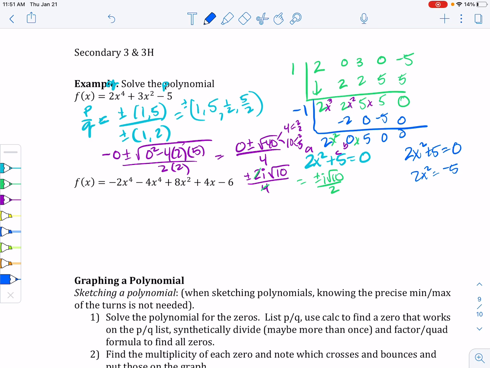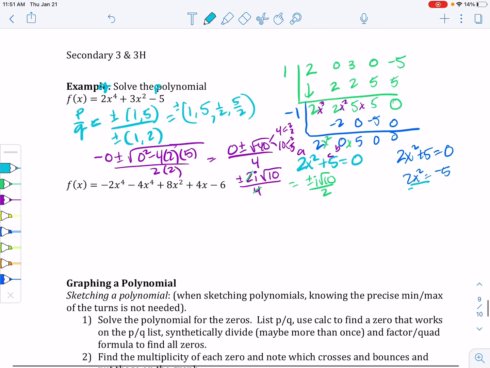And then I divide by 2. So then we get x squared equals negative 5 halves. And then I take the square root of that. So here, if I take the square root of that, now I do the plus or minus. So x equals plus or minus the square root of negative 5 halves.